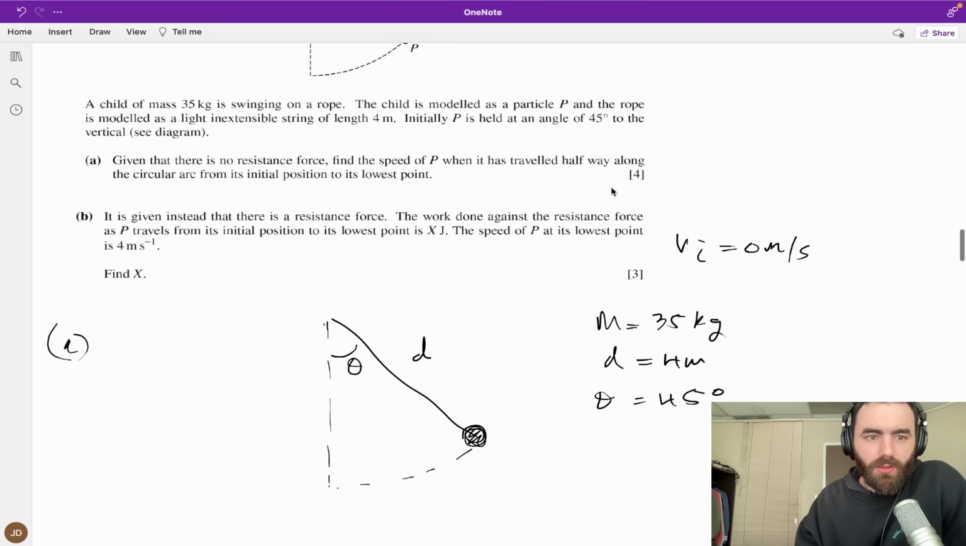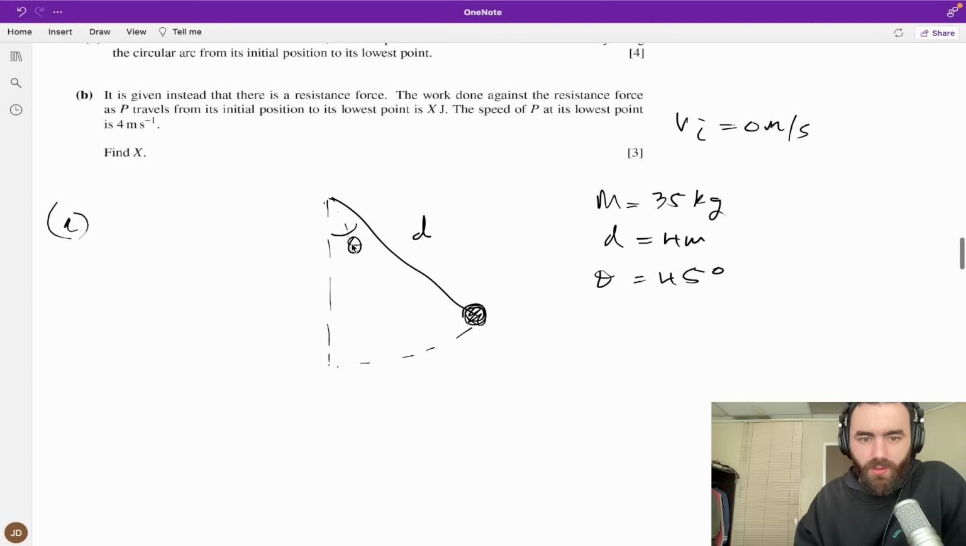Given that there's no resistance force, so there's no force resisting his motion, find the speed of P when he's traveled halfway along the circular arc from his initial position to his lowest position. So when he's halfway here.